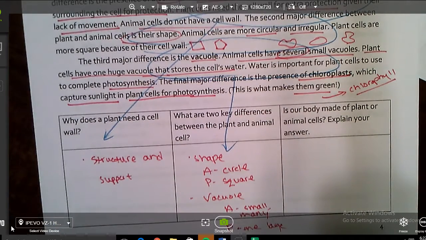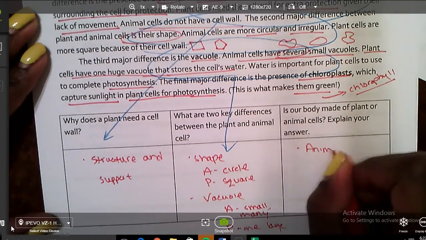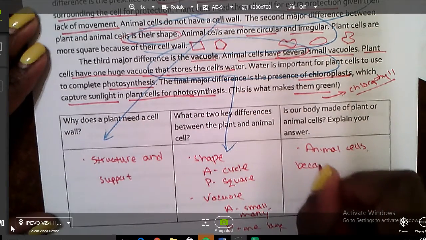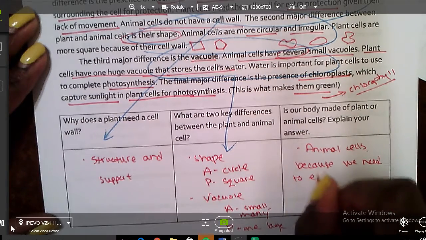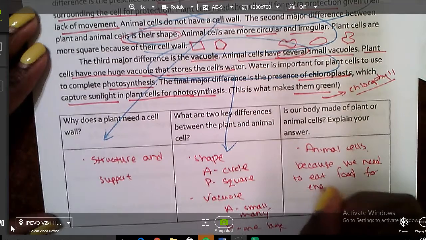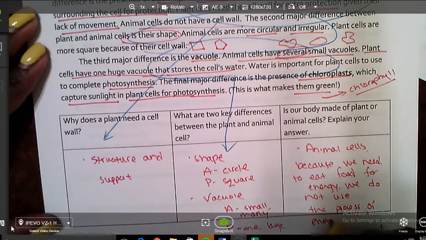Is our body made of plant or animal cells? Well, do we move or do we stay planted in the dirt? You know what I'm saying? We have animal cells. We know this because we need to eat food for energy. We do not use the process of photosynthesis.